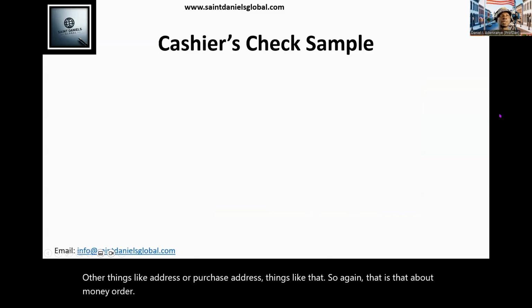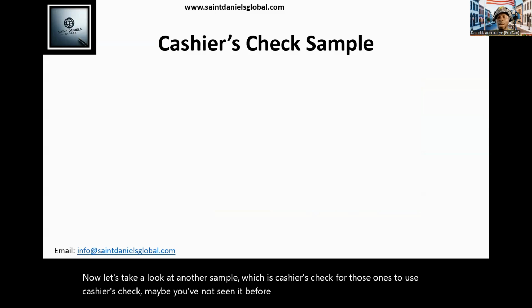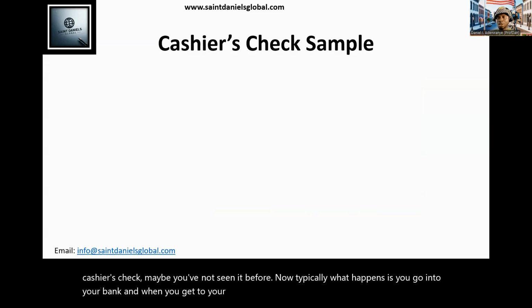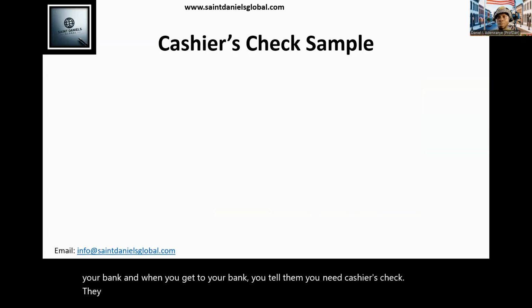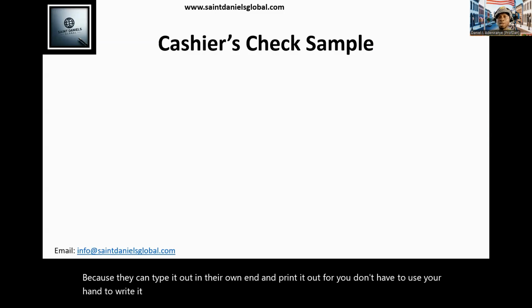Now, let's take a look at another sample, which is a cashier's check. For those who want to use a cashier's check, maybe you've not seen it before. Typically, you go into your bank and tell them you need a cashier's check. They ask you details about the amount, who you are paying it to, because they can type it out on their end and print it out for you. You don't have to write it out by hand in the case of a cashier's check.